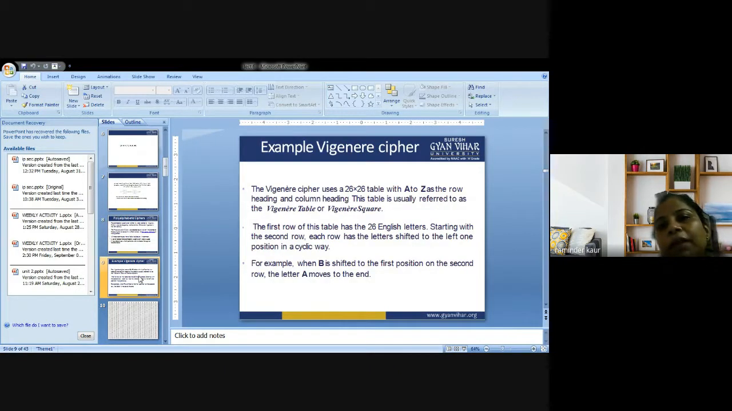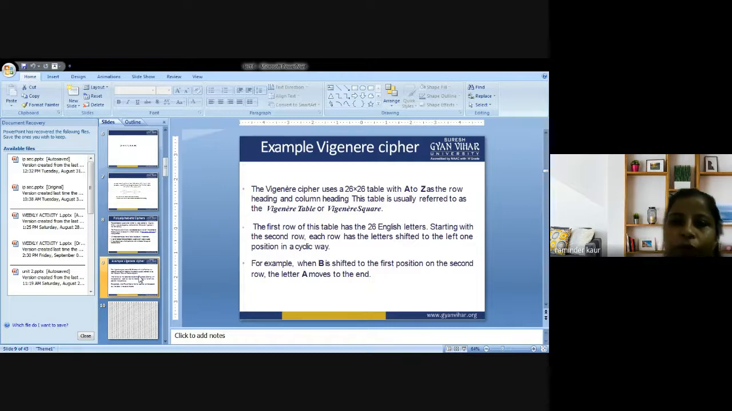Its example is the Vigenere cipher. How are we going to use it? We are supposed to draw a 26 by 26 table, because there are 26 letters in total and we have to deal with all of them. Since it is poly, many combinations are allowed, so to justify all the combinations we take all 26 characters, with A to Z as the row heading and column heading. This table is usually referred to as the Vigenere table or Vigenere scale.